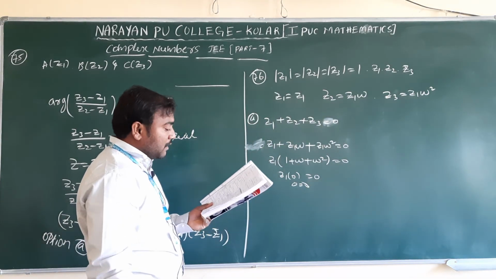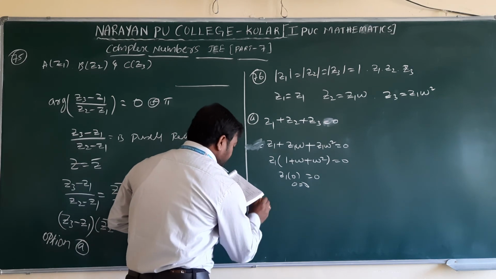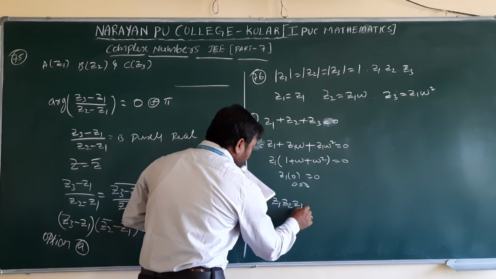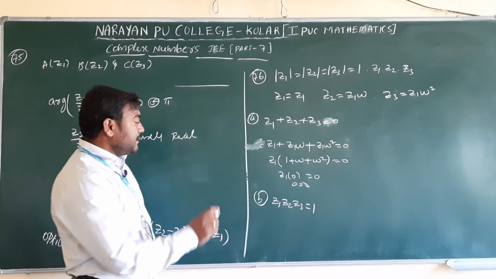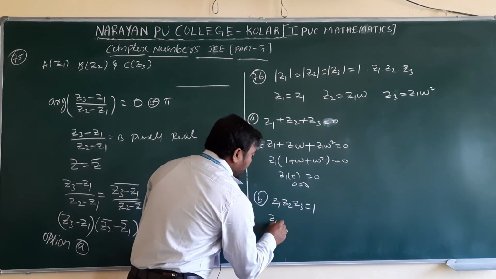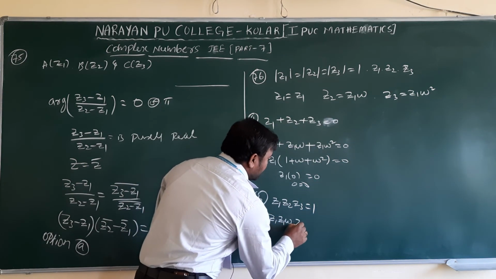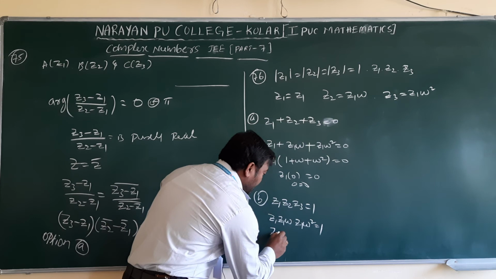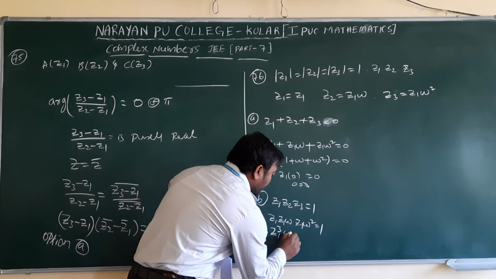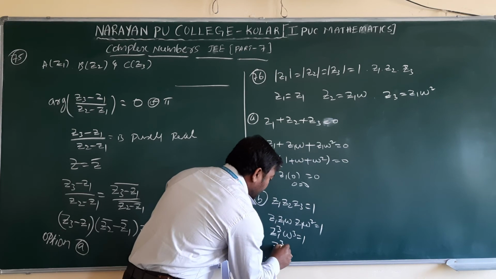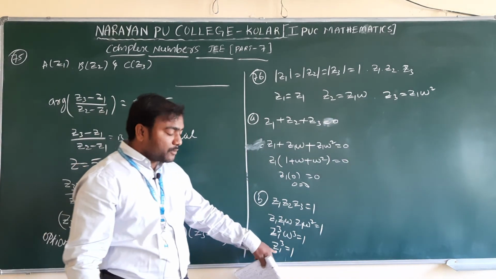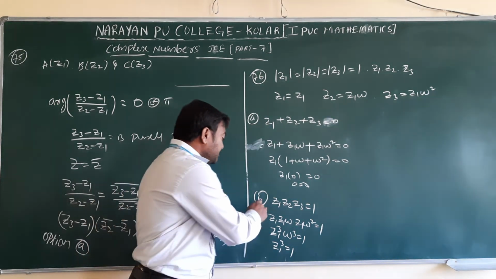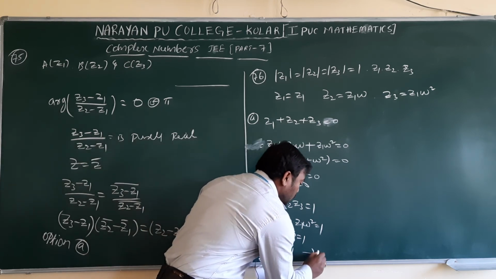But in the second option, option B, what is given? Z1 Z2 Z3 is equal to 1. Here Z1 into Z1 omega into Z1 omega square is equal to 1, so Z1 cube into omega cube is equal to 1. But here Z1 cube is equal to 1 is not possible, because Z1 is a complex number. So option B is not true.